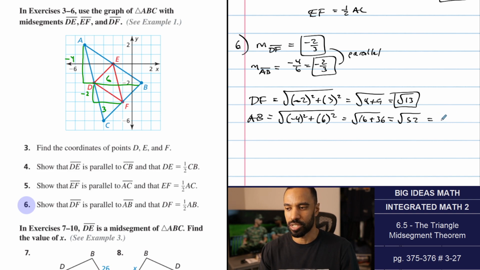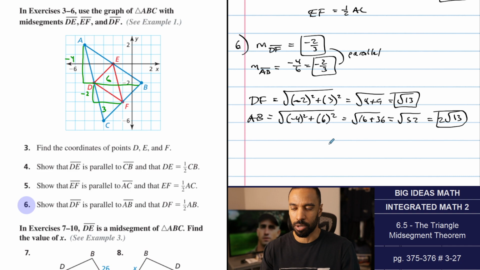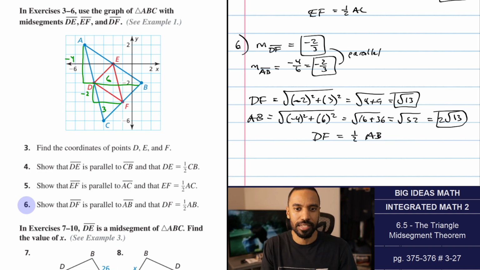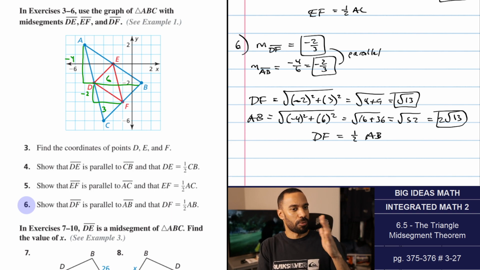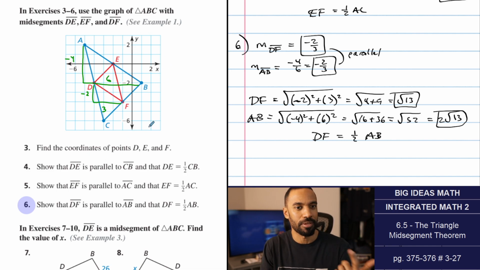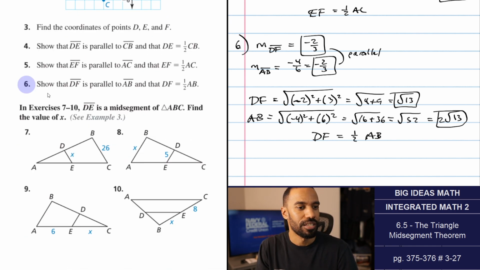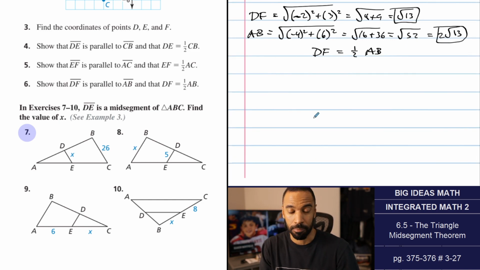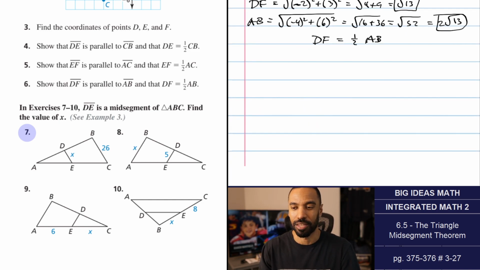52 is 4 times 13. Root 4 is 2. You get 2 root 13. And 2 root 13 is double that of root 13. So DF is half the length of segment AB. Okay, those satisfy that. They said they were mid-segments, and we found out that they're half the lengths, satisfying our theorems. I don't know if it's proving them because it's using numbers, but it's satisfying them.